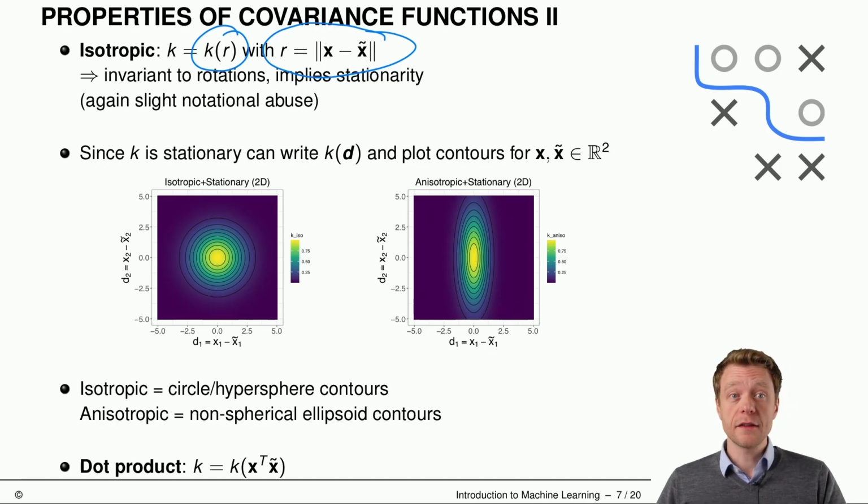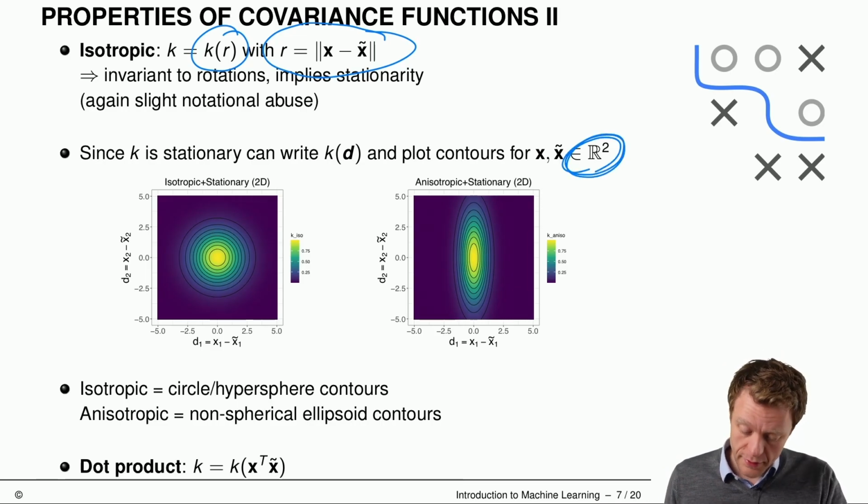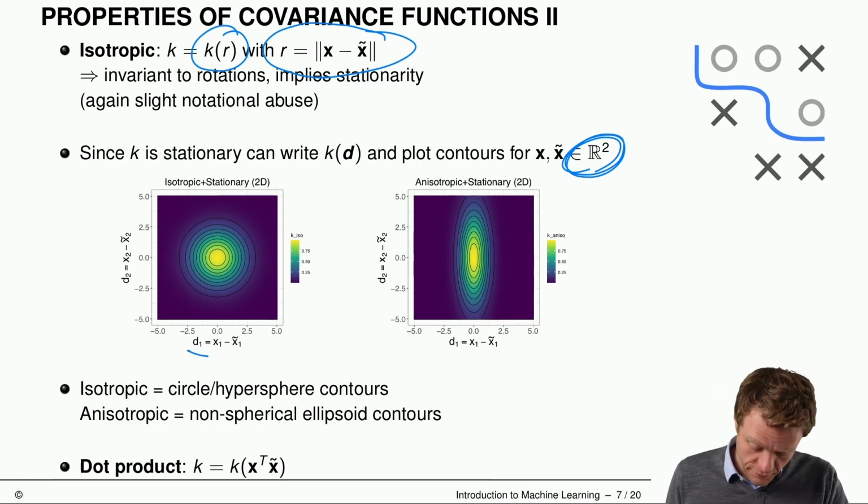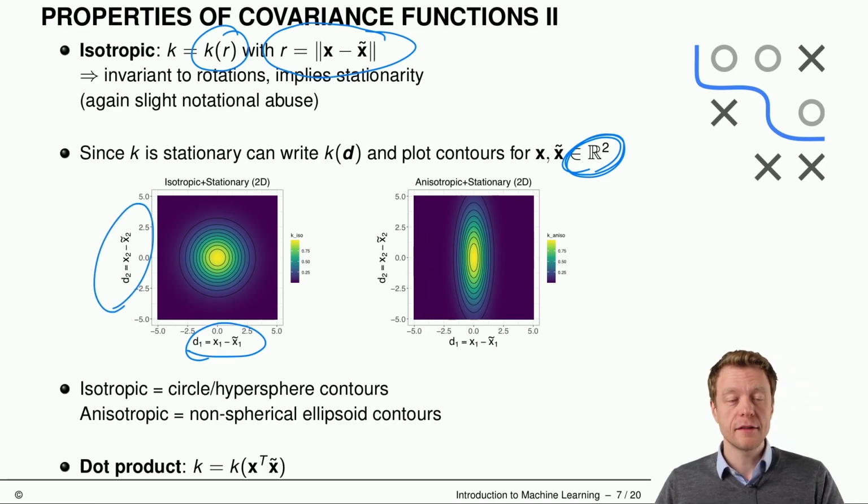Okay, let's see another example here. On the left-hand side we have an isotropic and stationary kernel. The difference to the plot on the last slide is that now we are operating in R2. So the x and the y-axis here are no longer just x and x tilde, but we are looking already at the difference components. So the first thing is the difference in the x component. The second axis is the difference in the second component.